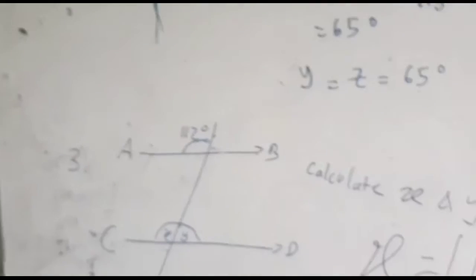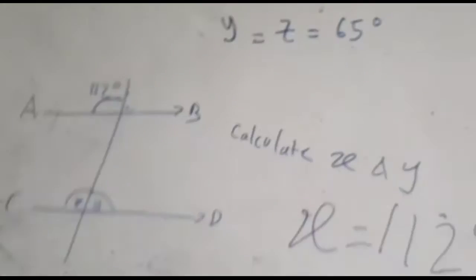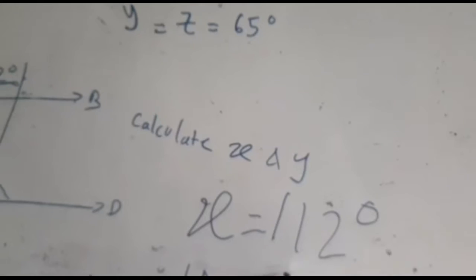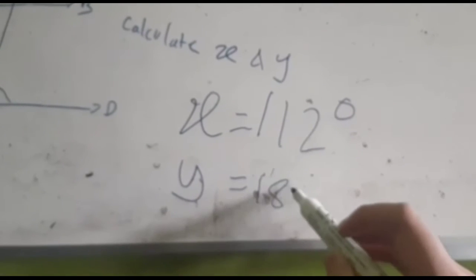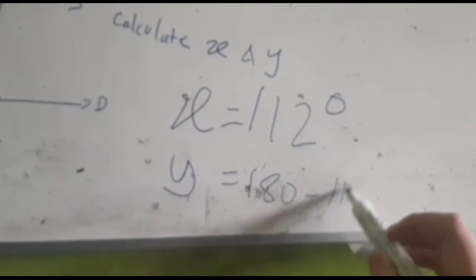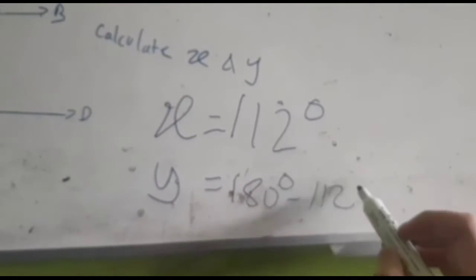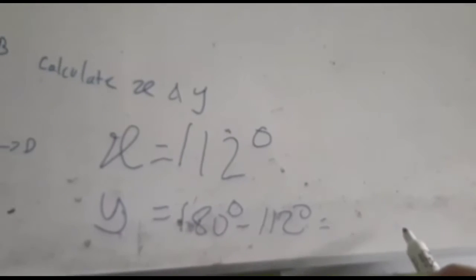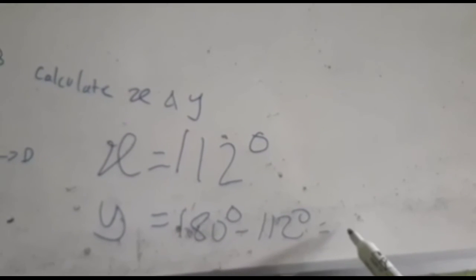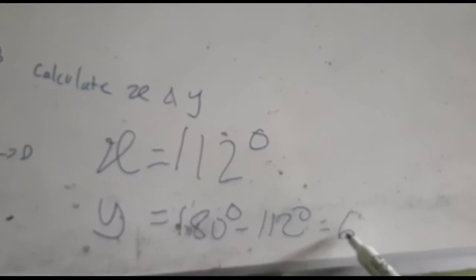Now y. y is on a straight line with x, so it is 180 minus x, which is 112 degrees. Don't forget, 112 degrees. So it equals 68.